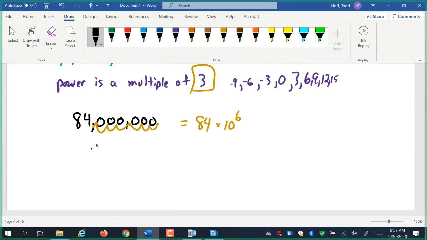We might have 280,000 if I want to convert that into engineering notation. Decimal point starts here. It goes 1, 2, 3. I cannot go 3 more, so that's 280 times 10 to the 3rd.